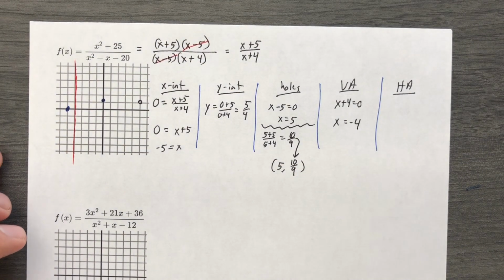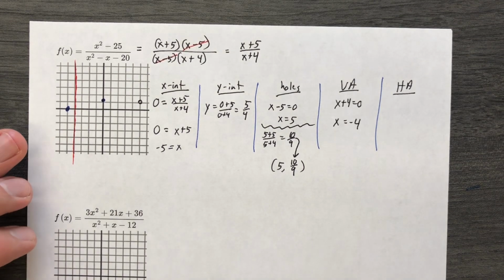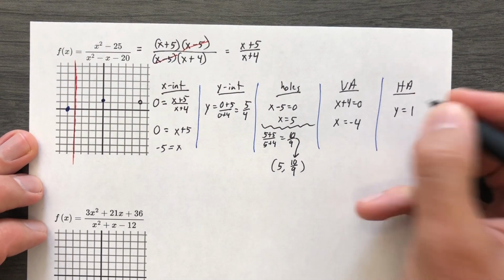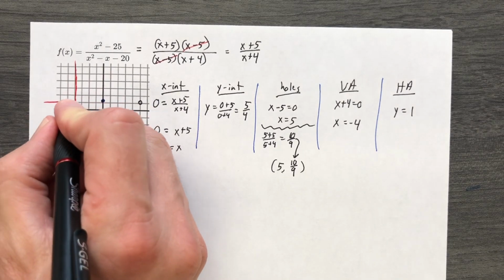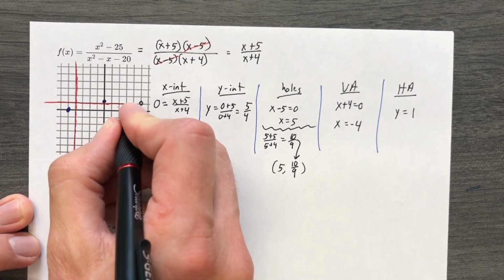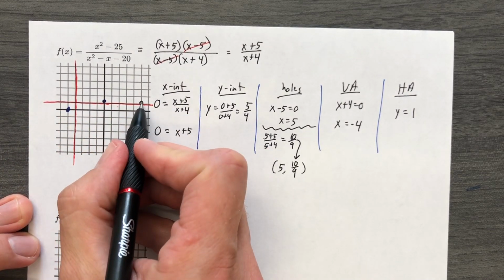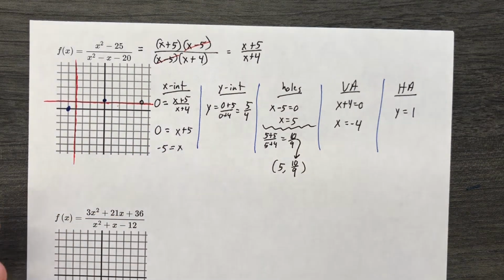Okay, horizontal asymptote. You wanted a shortcut? Too bad. Y equals 1. I'm not telling. Fine. I want to know anyway. Notice how close you get to that point with that hole. Same here, but you never touch it.